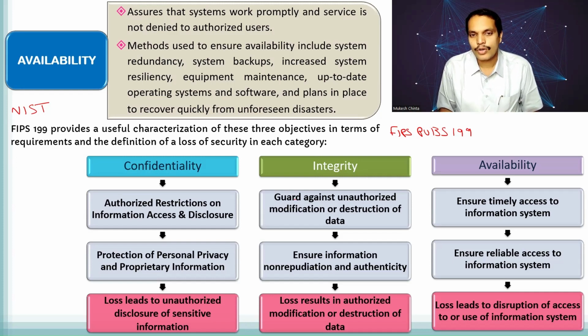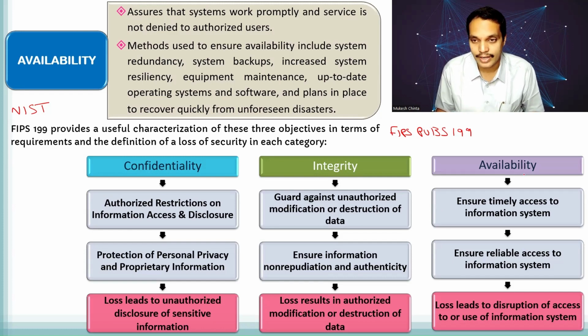Come to integrity. Integrity tells you that you have to guard against unauthorized modification or even destruction of data. You also have to ensure information non-repudiation and authenticity. So we have to ensure that it is genuine and a sender cannot deny it, and there is no unauthorized modification or destruction of data. If there is a loss of integrity, it results in unauthorized modification or destruction of data, so a third party might be able to change your information. If you are doing a financial transaction at your bank saying please send 10,000 to a particular account, I can remove a zero there or add another zero there. That comes under the loss of integrity.